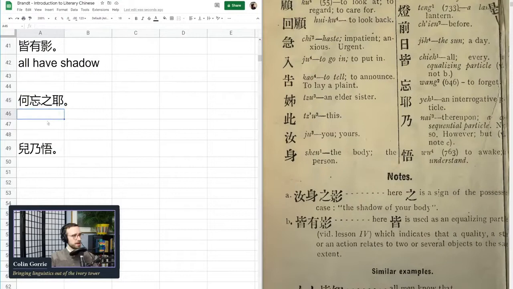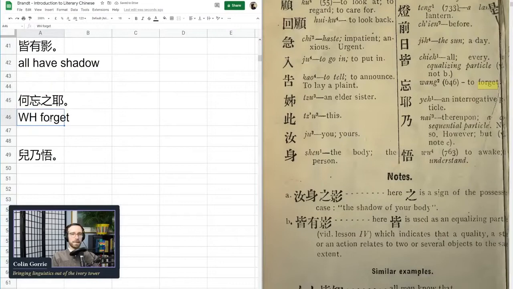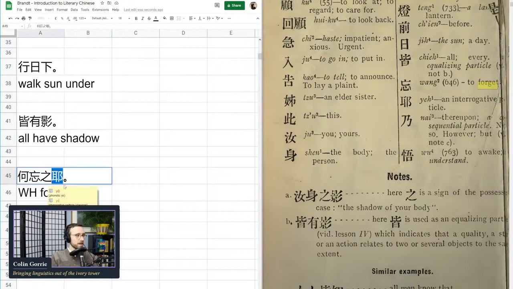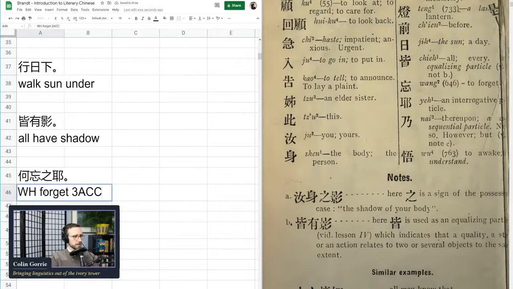And then we have this he, I believe. This is our WH question. So let's call it WH. And then we have wang, which we're given to forget. And here we have our second use of this zhi particle. Up above, we are using it as an apostrophe S, as a kind of subordinator here. But here, we're using it like we used it in chapter one, which is the accusative case of the third person. So third accusative. And then we have this ye, this interrogative particle afterwards. So let's call that a question mark. So something like, how could you forget this? I'm assuming that's what the translation would be.